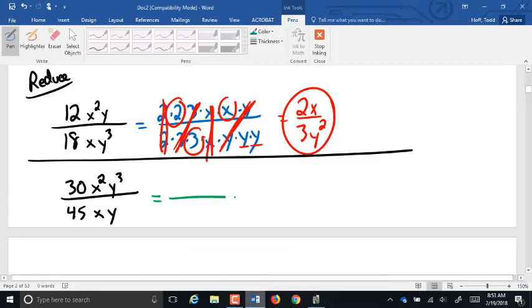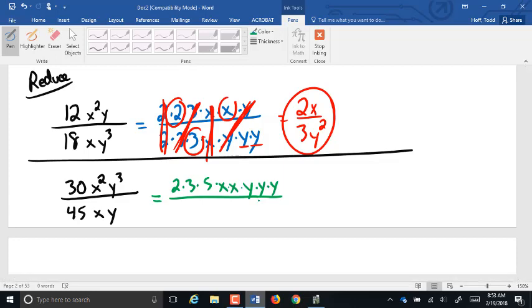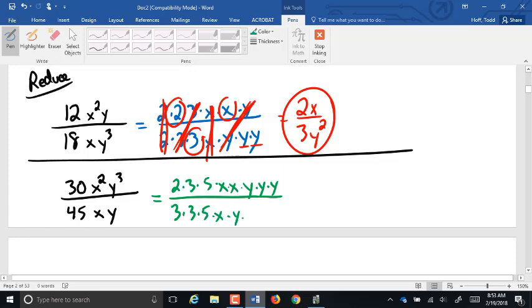So 30 factors into what? 2 times 3 times 5. Then, of course, x squared is just 2 x's. And then, I'm sure what you guys ask a lot of times after this class, why? And then 45 factors into 3 times 3 times 5. And then just the x and the y.